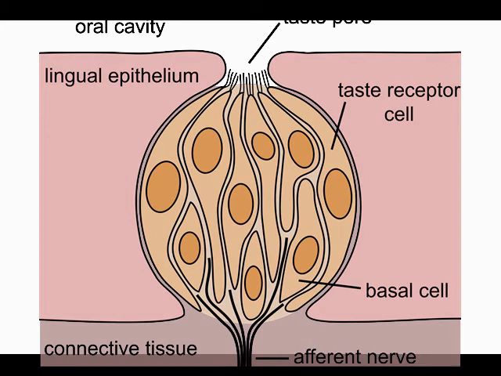The tasting process, called gustation, takes place when chemicals in food interact with taste cells inside the taste buds, called gustatory cells. They create neural impulses that are then transported by basal cells.